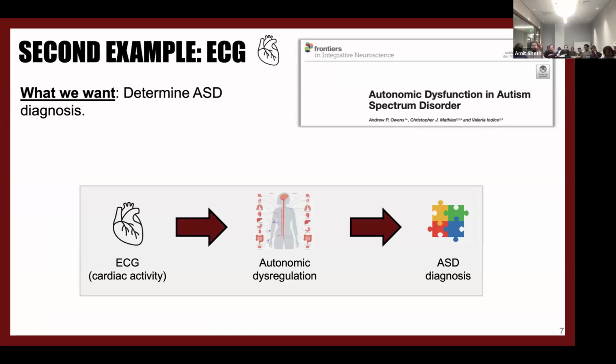What I want is to determine ASD diagnosis. So this is for infants before they are at an age where we can actually diagnose them with classical tools, behavioral tools, basically. So how it works is I have ECG activity. From ECG activity, I can derive a measure of autonomic dysregulation. And from that, I'll use that to diagnose ASD in infants. That's the use case. Okay.